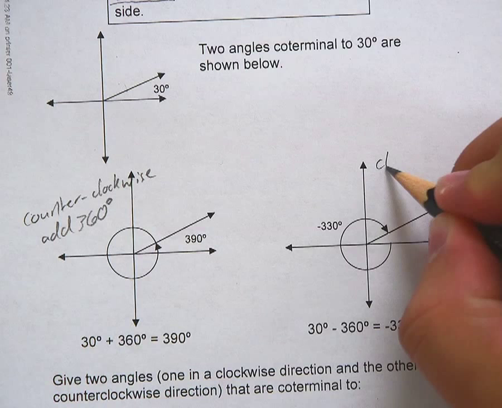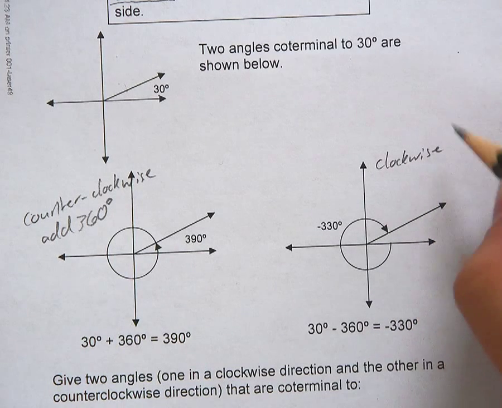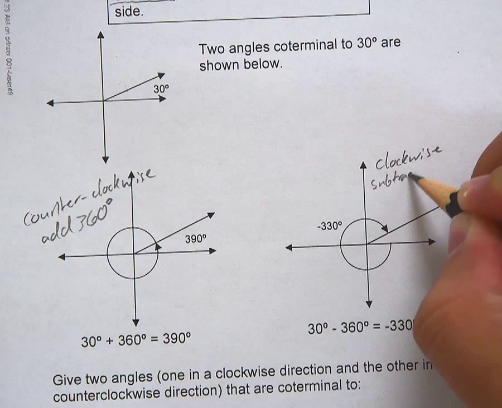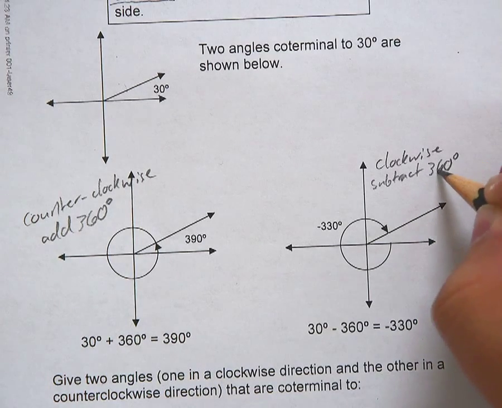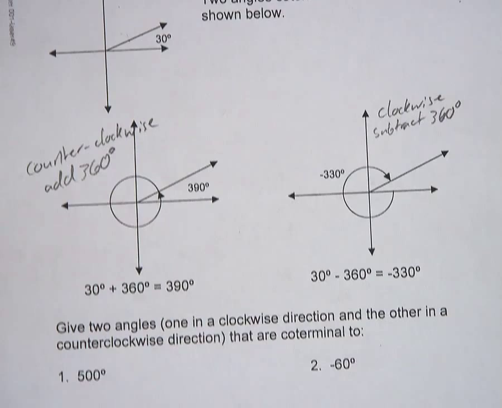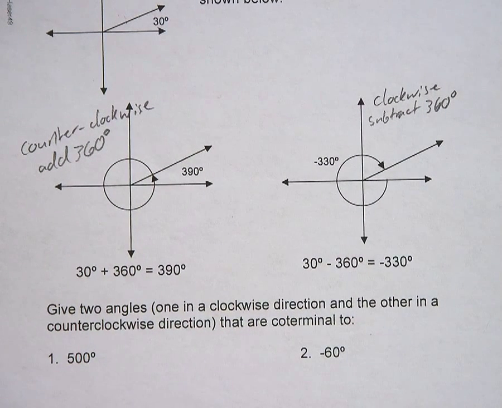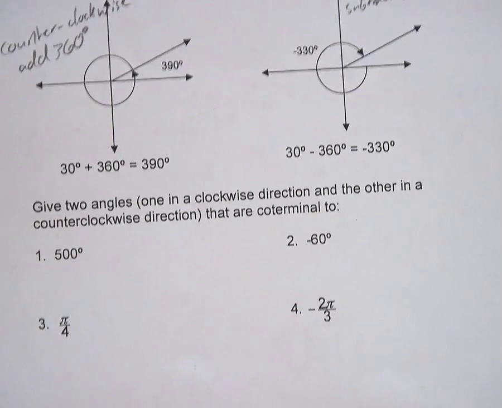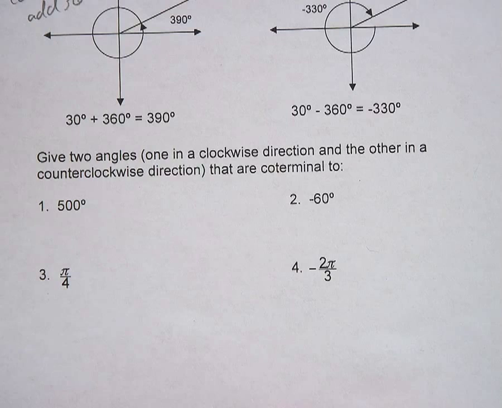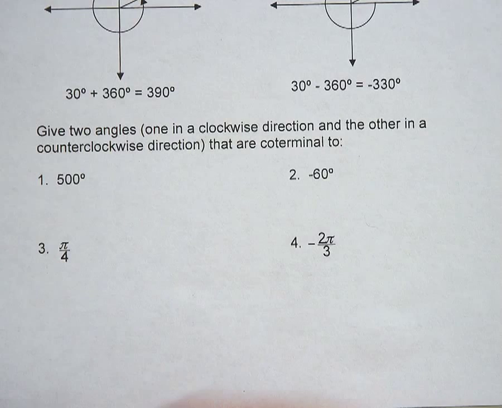So if you go clockwise, you're going to subtract 360 degrees. That's very simple. That's what coterminal is. You go with your angle, and you either add or subtract 360 degrees, or if you're in radians, 2 pi. So down here on the bottom, it says to give two angles, one in a clockwise and one in a counterclockwise direction, that are coterminal to these things that are listed here.